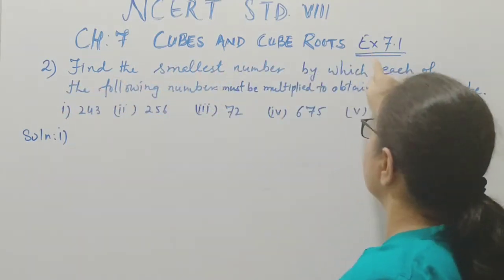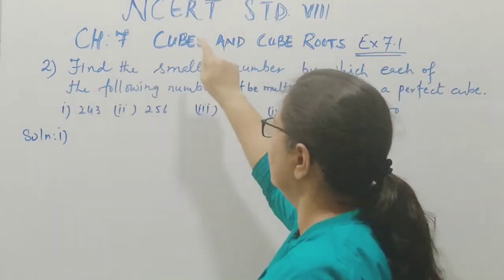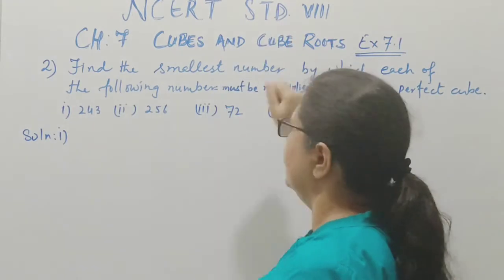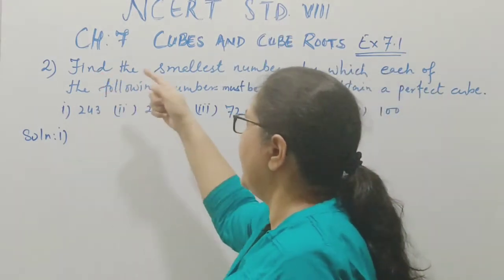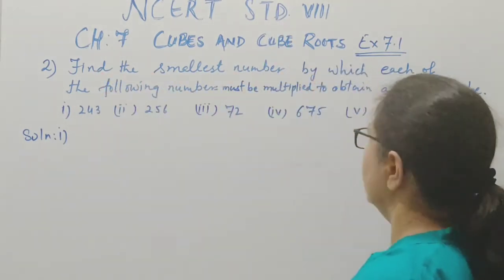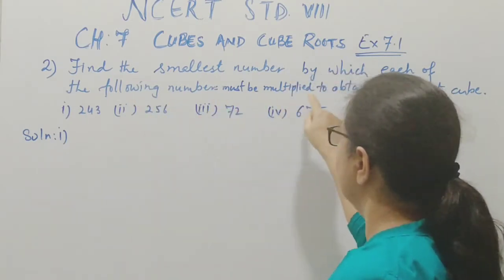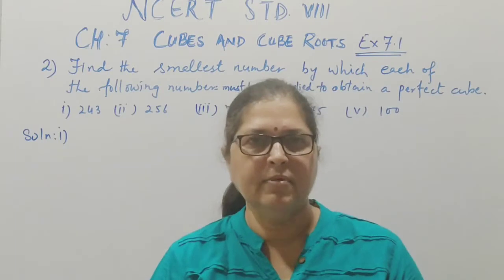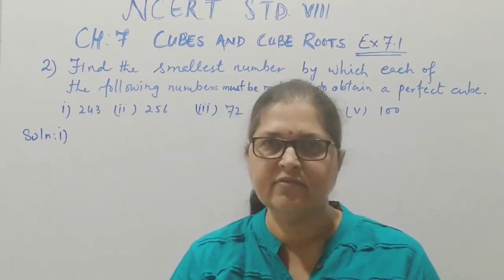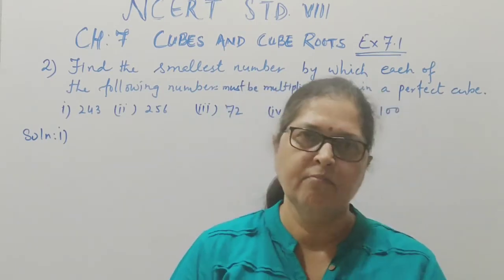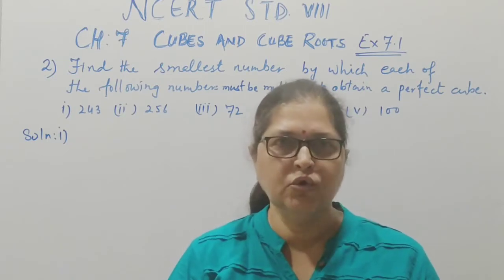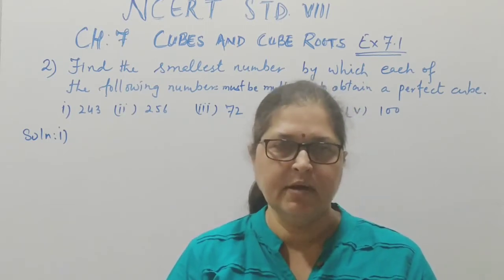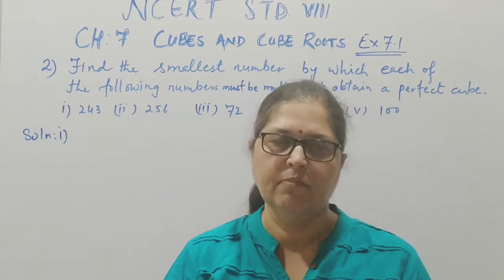Question number 2, exercise 7.1, chapter number 7, cubes and cube roots, NCERT standard 8. The question says find the smallest number by which each of the following numbers must be multiplied to obtain a perfect cube. It means the numbers which are given to us definitely are not perfect cube numbers. We need to multiply them by some other number to get a perfect cube number.